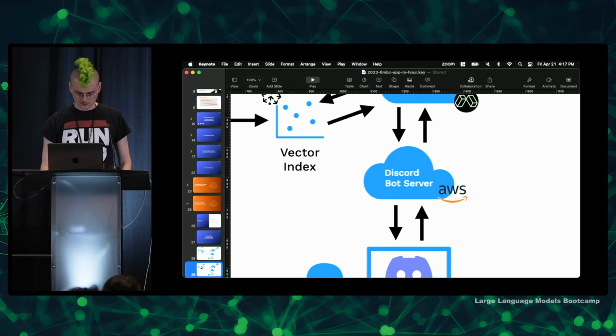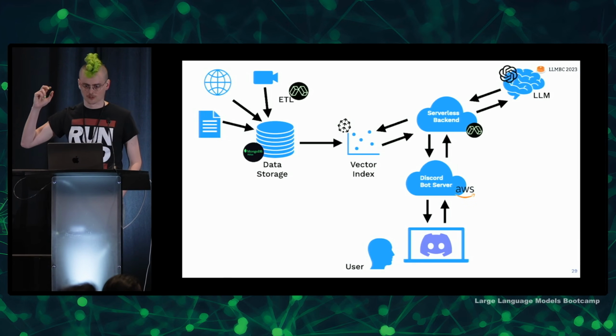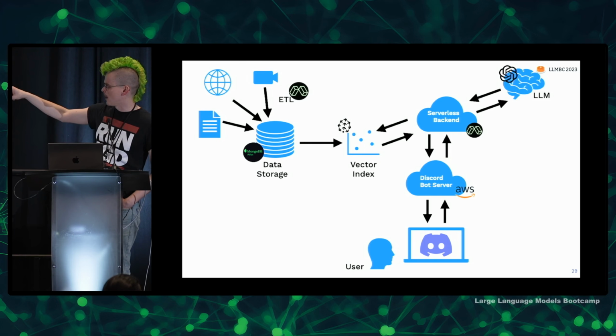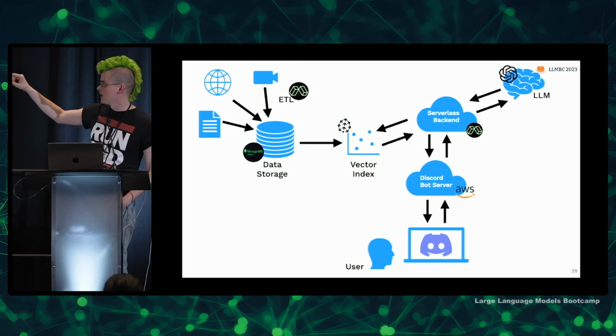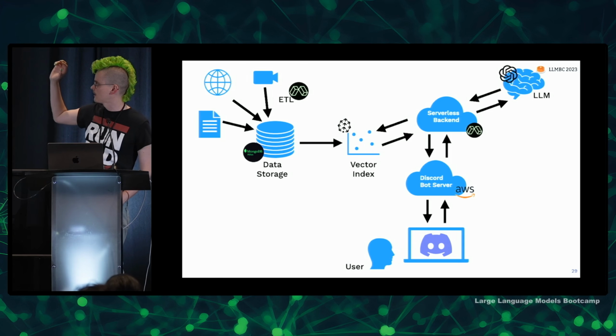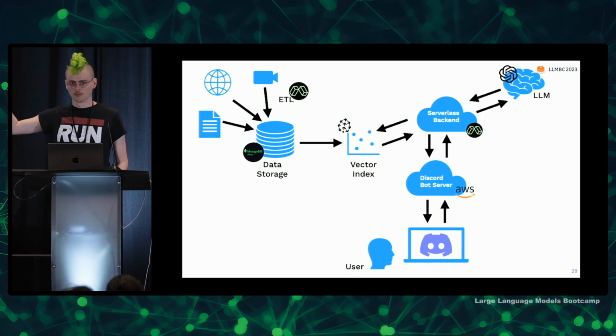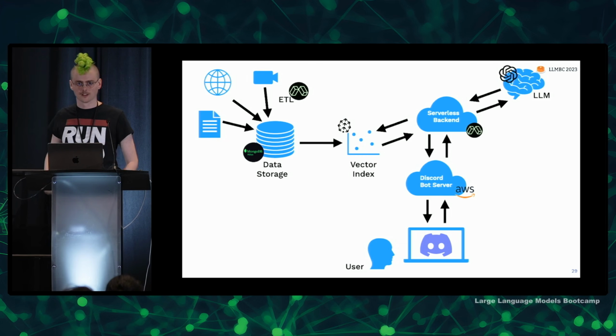So, jumping back to our diagram to make sure where we're at is clear. I was just showing the Discord bot server that's sitting on a little cloud instance on AWS. And the meat of the application is all the stuff running on Modal's infrastructure as little containers that get spun up as needed to serve traffic.